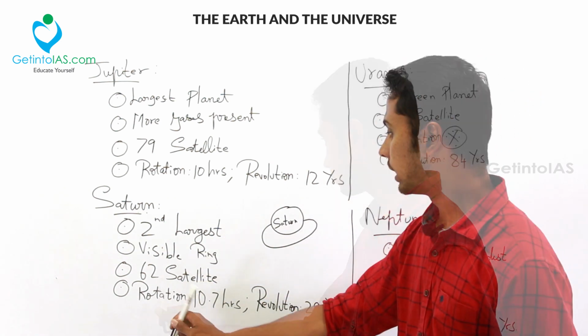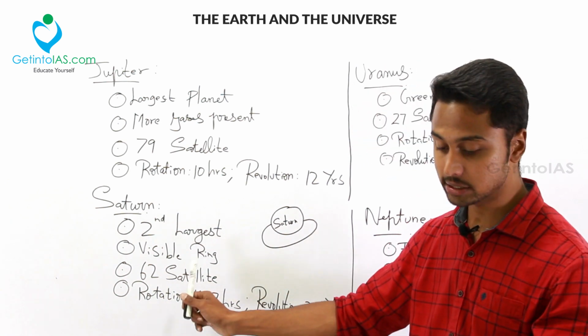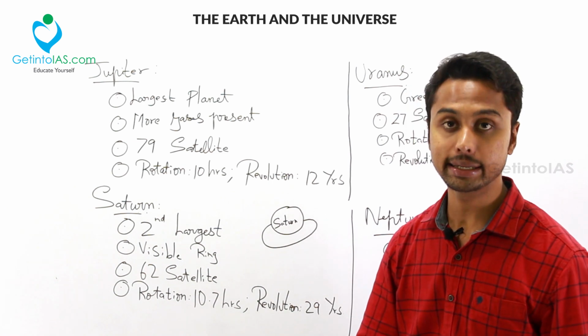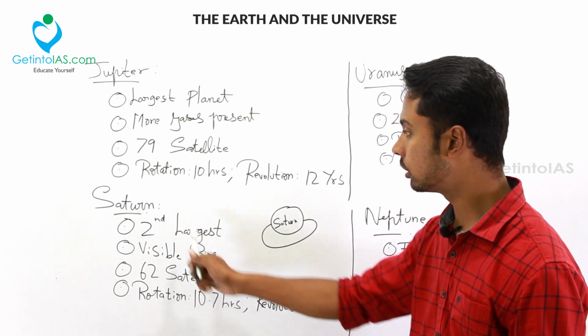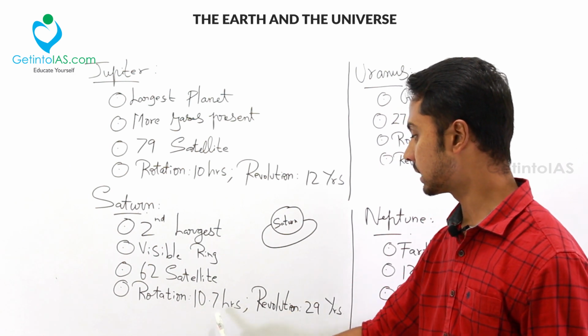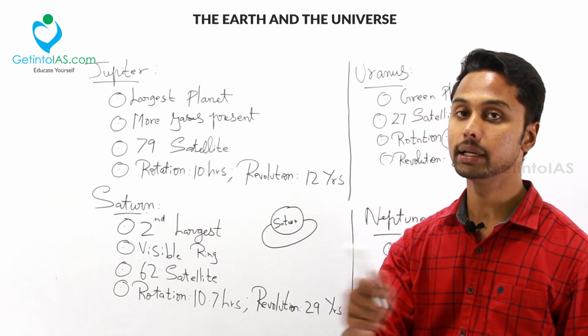It also has 62 satellites. Saturn has 62 satellites in total, and the largest satellite is Titan. Titan is the largest satellite of Saturn among the 62. Rotation takes 10.7 hours, and revolution takes 29 years.